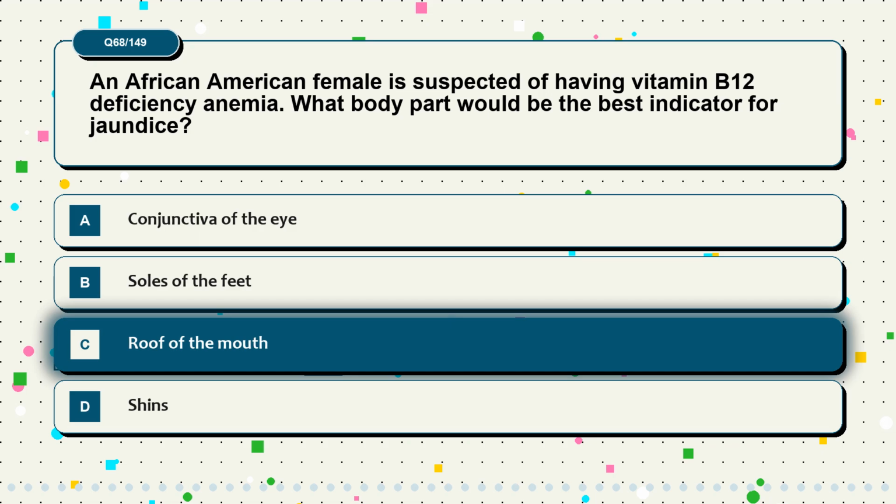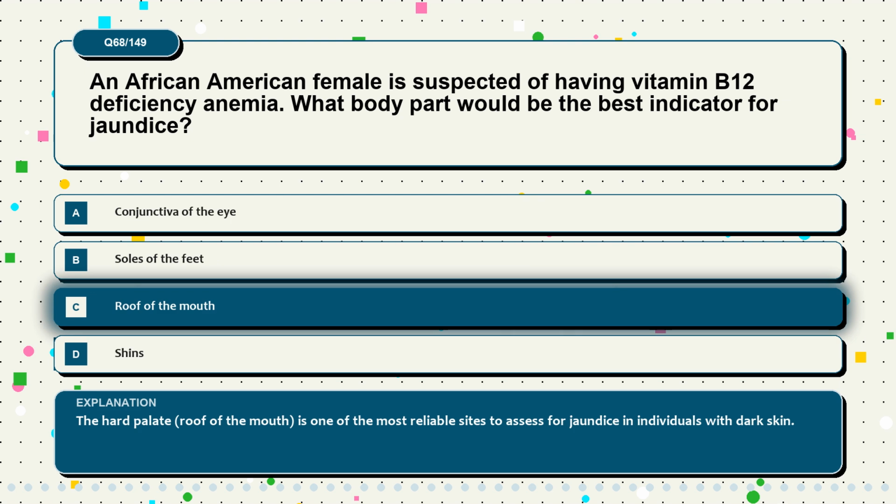The correct answer is option C, roof of the mouth. The hard palate, roof of the mouth, is one of the most reliable sites to assess for jaundice in individuals with dark skin.